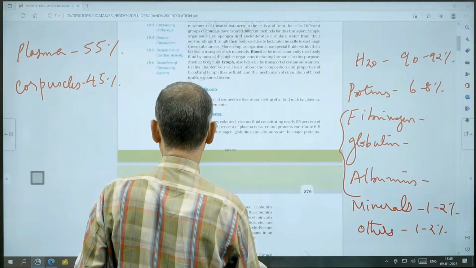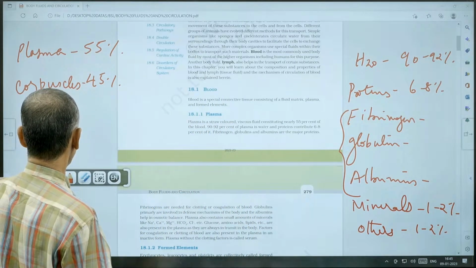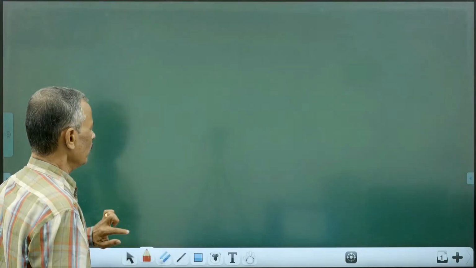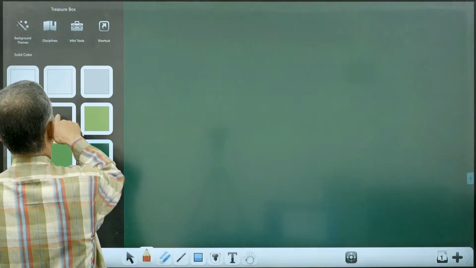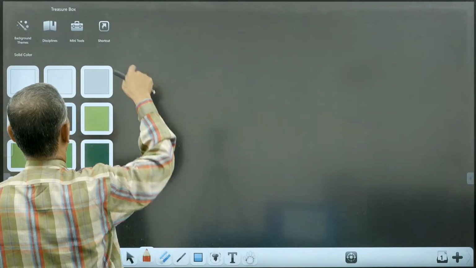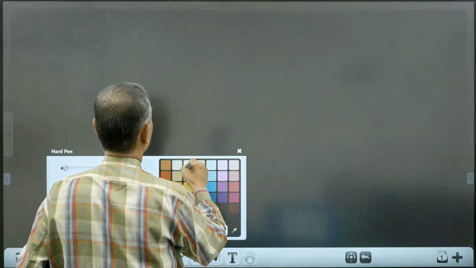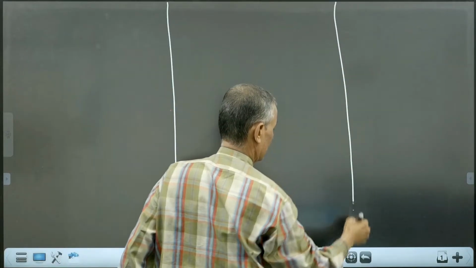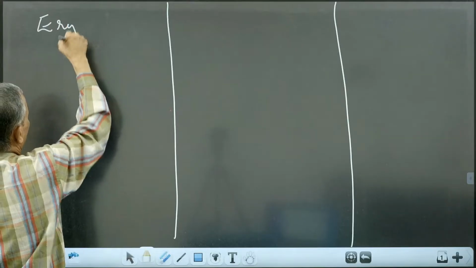Now, coming to the formed elements. What are all the formed elements? Formed elements include the cells. These cells are called corpuscles. We have three main types of cells. They are erythrocytes. Erythros means red.